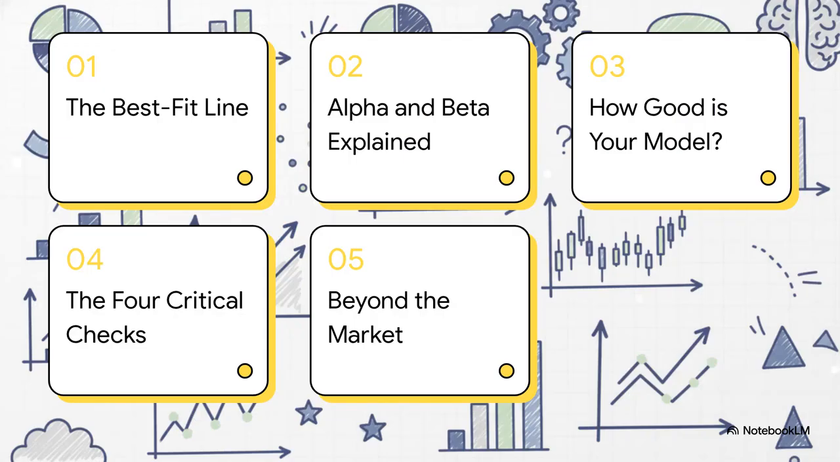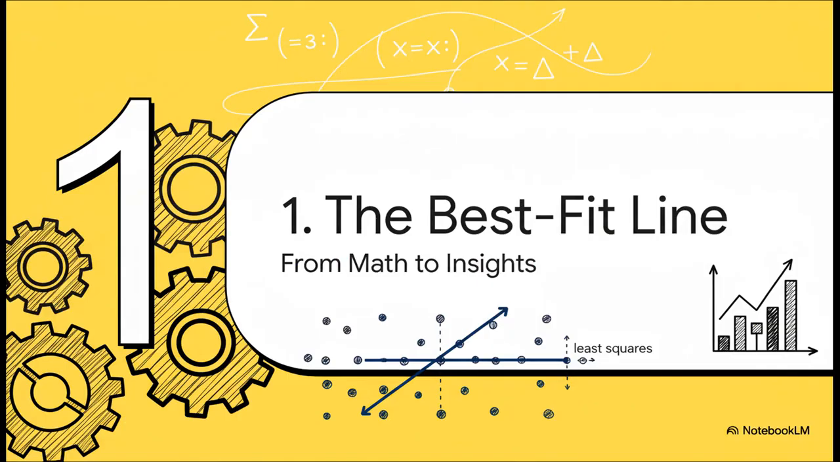All right, here's our game plan. We're going to start with that best fit line. Then we'll get into the good stuff, alpha and beta. After that, we'll ask, hey, is this model even any good? We'll run some crucial checks, and finally, we'll peek beyond just the market. Okay, first things first, let's talk about that best fit line and how we actually go from a mess of data points to some real market insights.